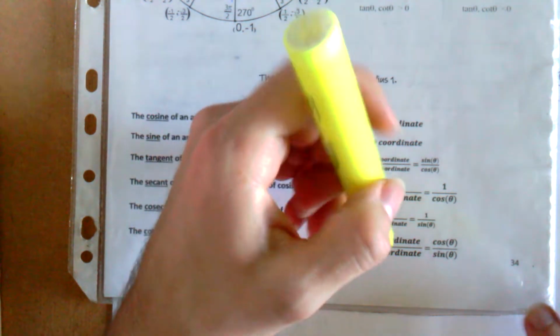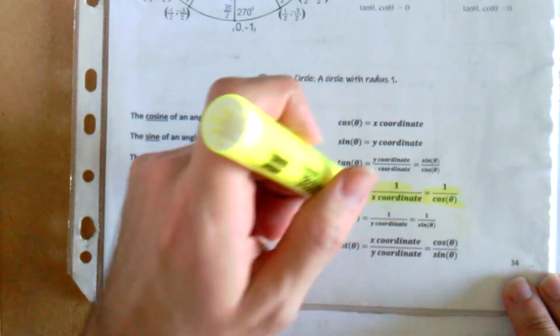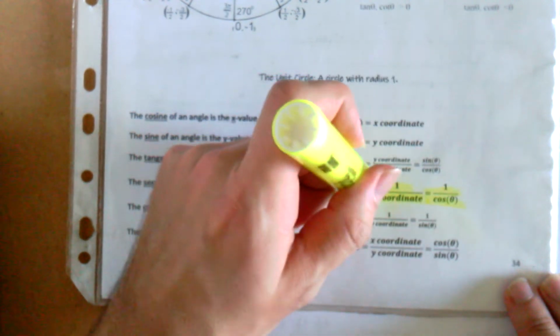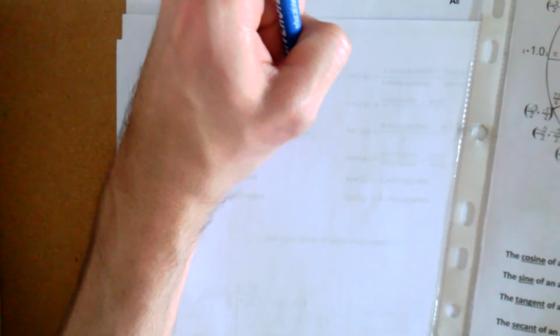The first thing we want to do is remember what secant equals. Let's go to page 34 on our unit circle and look at the definition of secant. Secant is 1 over the x-coordinate, which is the same as 1 over cosine, since the x-coordinate corresponds to cosine. So let's write that down: secant equals 1 over x, which is the same as 1 over cosine.